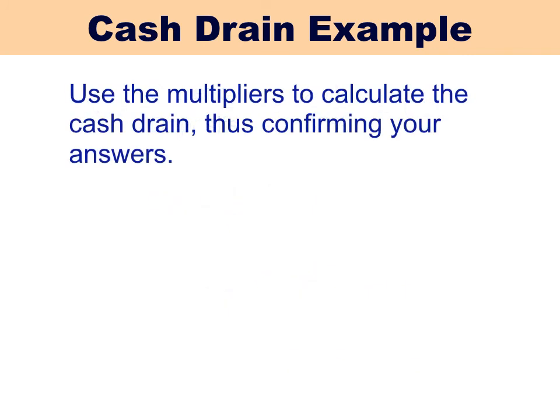We're going to go on and do a little bit more math. I want to know, can we use the multipliers only, to calculate the cash drain? Confirming our answers. What are we calculating? The cash drain, not the currency to deposit multiplier. So, we know that the cash drain is 20%. Can we use the multipliers to do anything?